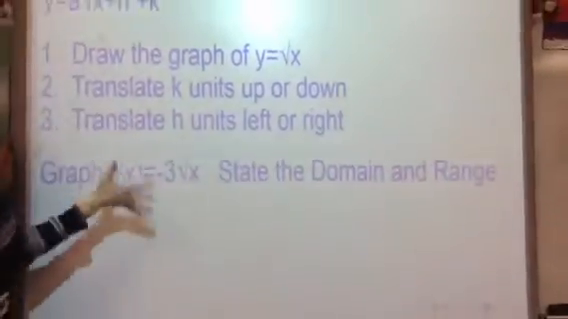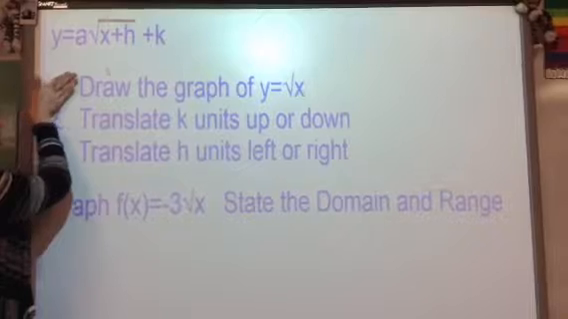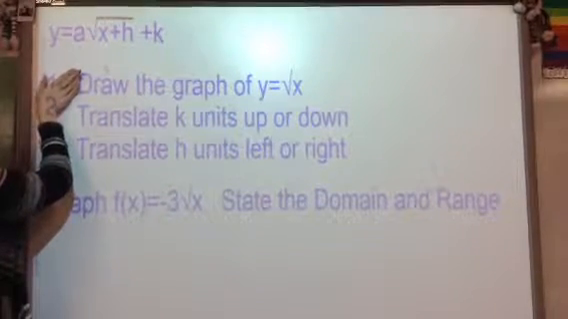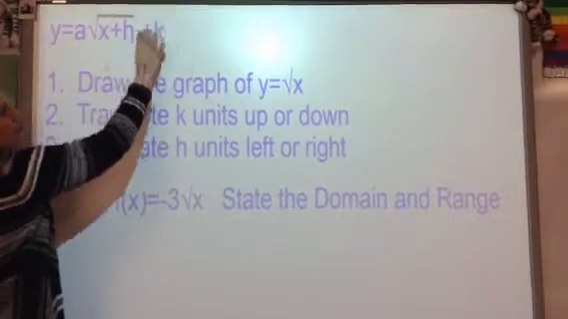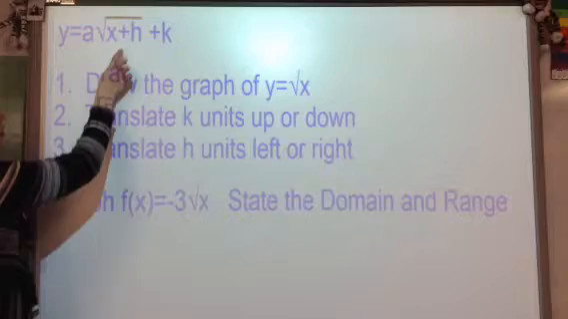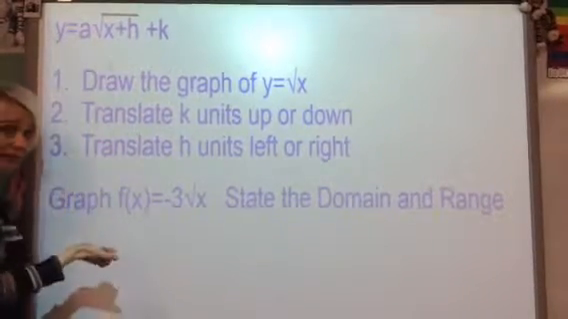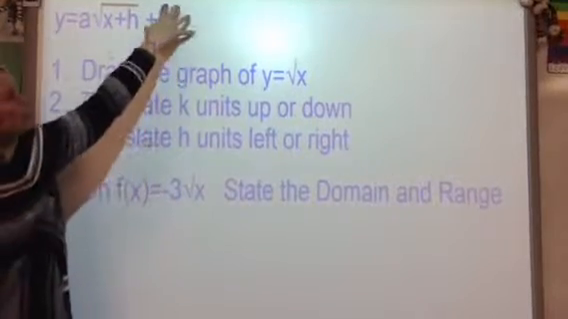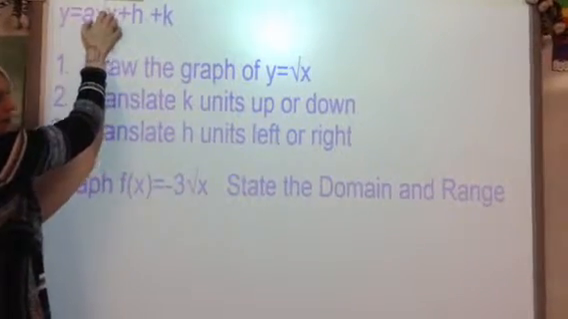Now, in your notes I have typed this function, and where you start is with the graph of y equals radical x. Then, if there's addition or subtraction outside, that's how much it's going to move up or down. If there is any addition or subtraction inside the radical, that's how much you're going to move left or right. So adding or subtracting outside is up and down, inside is left and right.